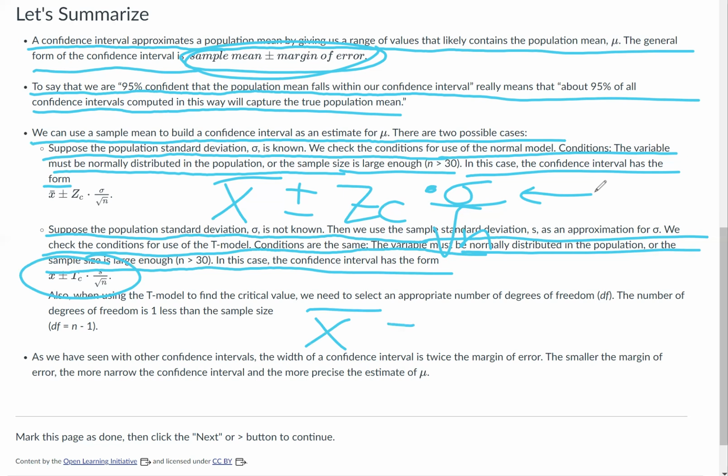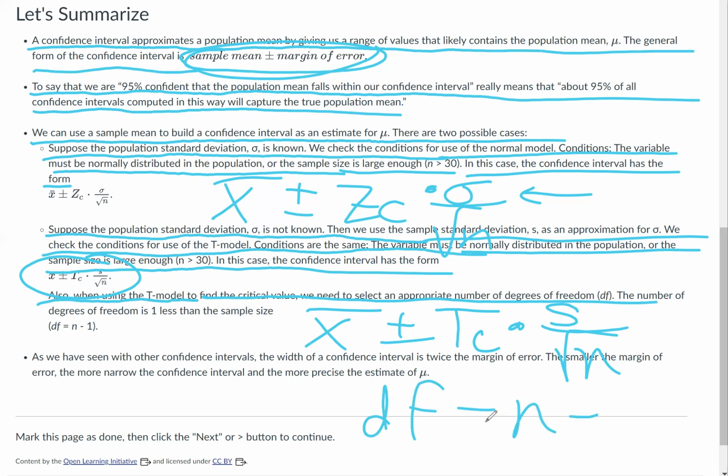It's still x bar for the sample mean, but now it's plus or minus the critical t value instead of the critical z-score, times the sample standard deviation s instead of sigma, but still over the square root of n, the sample size. Also, when using the t model to find the critical value, we need to select an appropriate number of degrees of freedom. Degrees of freedom is n minus 1.